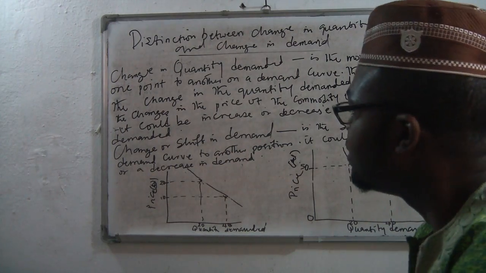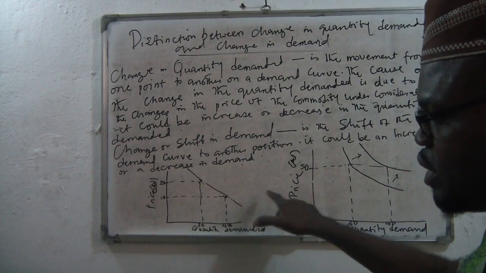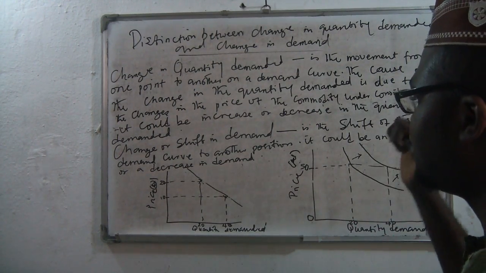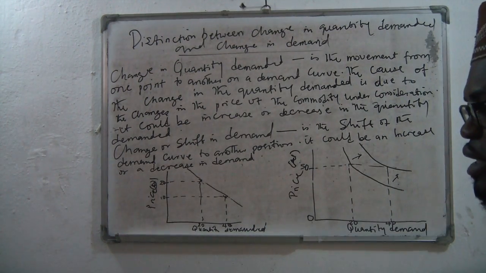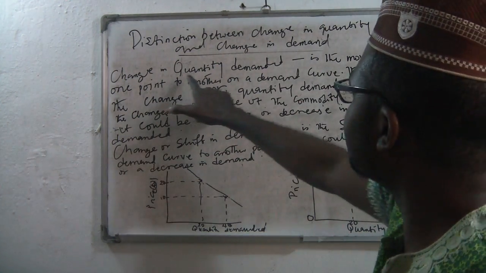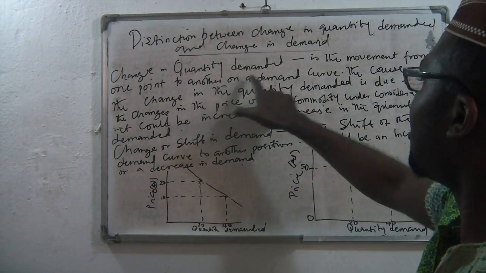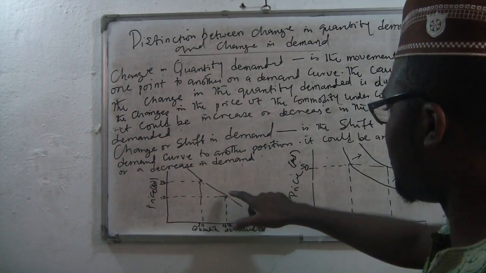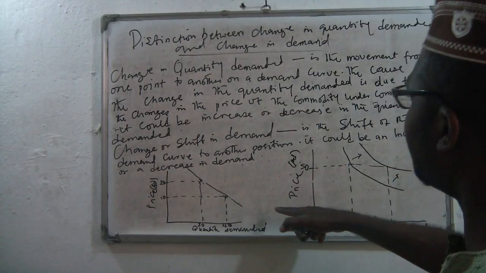Is that clear? So that is how you show the difference using the graphs. Once you plot the graph, when you notice the movement in the graph, you can easily say that you are talking about change in quantity demanded or change in demand. Then by way of explanation, change in quantity demanded is the movement from one point to another on the demand curve.